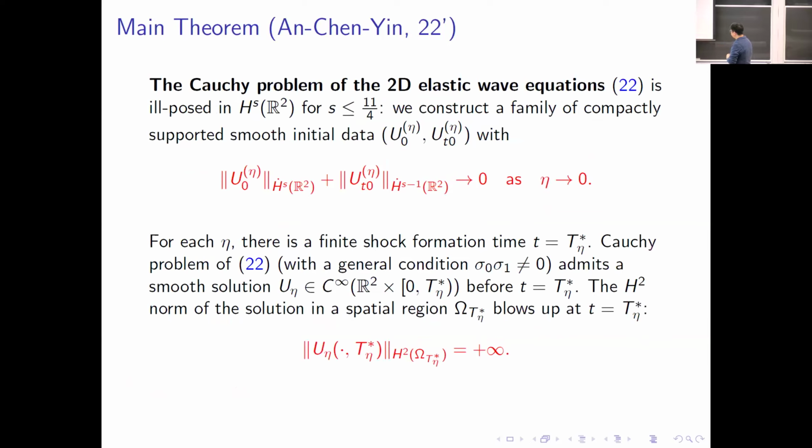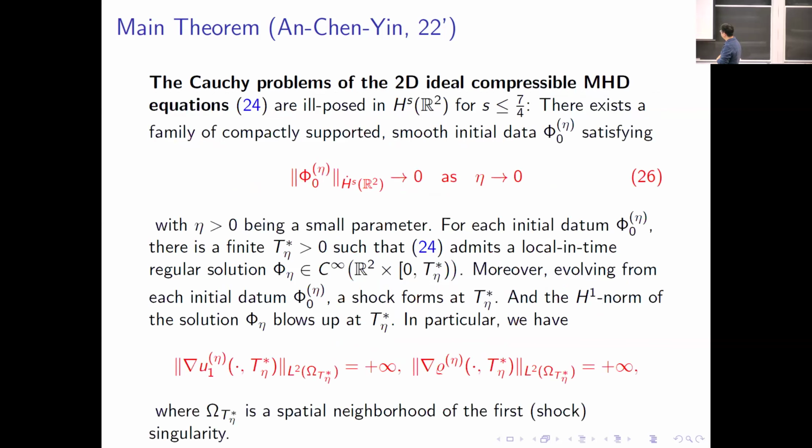The different and also interesting thing is that for 3D the threshold would be H3 and H2, but for 2D the sharp threshold would be H11/4 and H7/4. So when you design the initial data, you need to be more careful about this regularity, or there's a way to achieve it. So we have similarly the ill-posedness result for the 2D scenario, and also for compressible MHD.